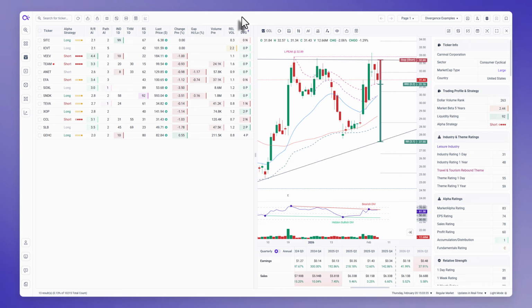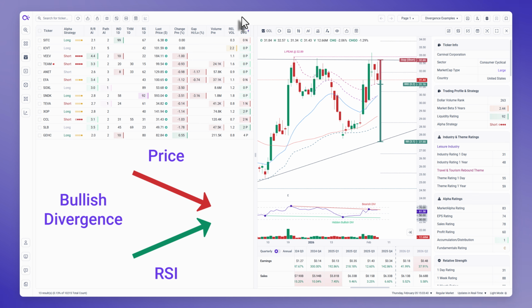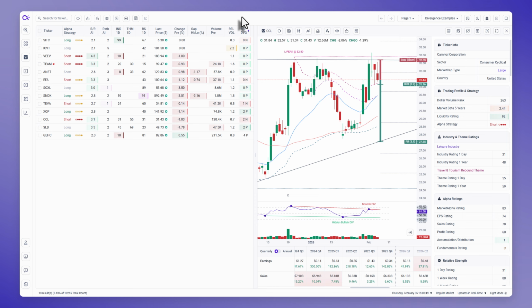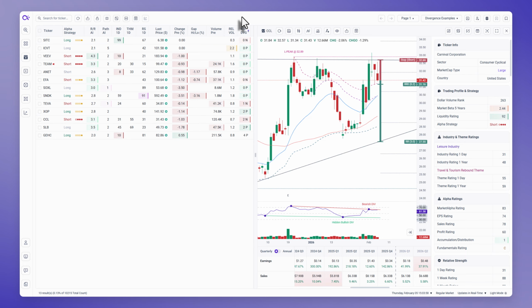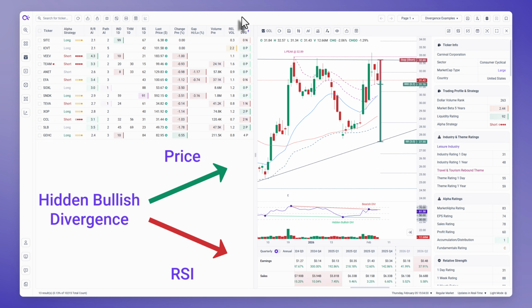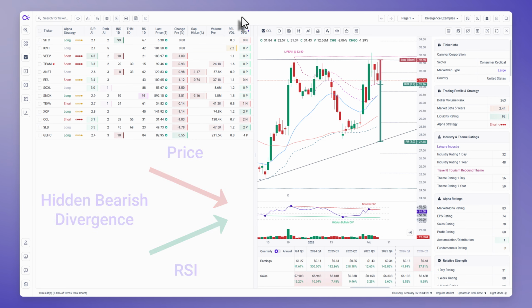MarketAlpha detects all 4 divergence types automatically. Regular divergence, such as bullish divergence when price makes a lower low but RSI makes a higher low. Bearish divergence when price makes a higher high but RSI makes a lower high. And also hidden divergences, such as hidden bullish divergence when price makes a higher low but RSI makes a lower low. And finally, hidden bearish divergence when price makes a lower high but RSI makes a higher high.